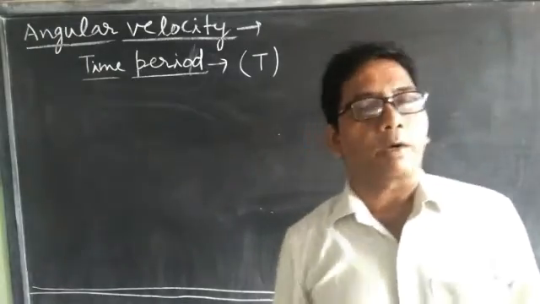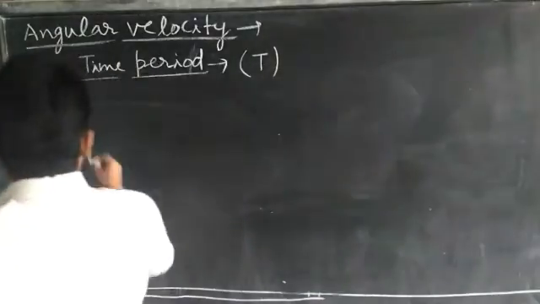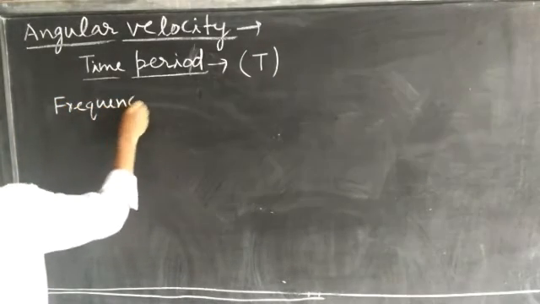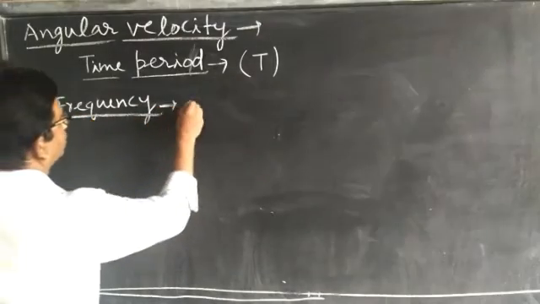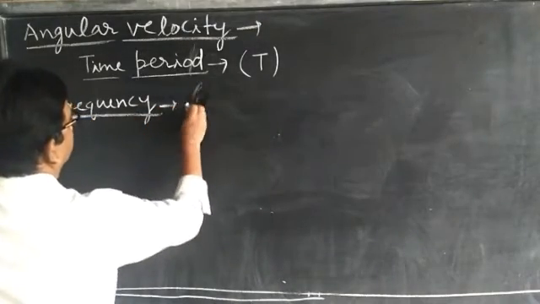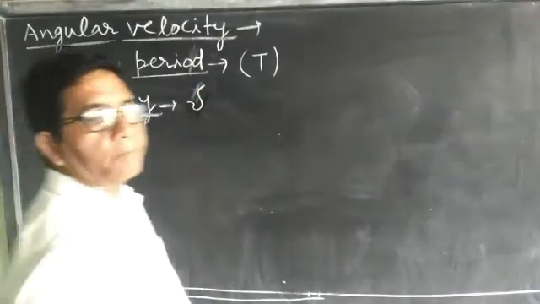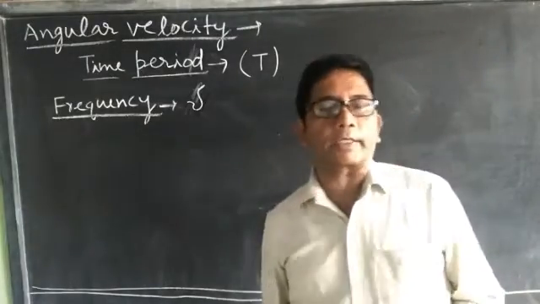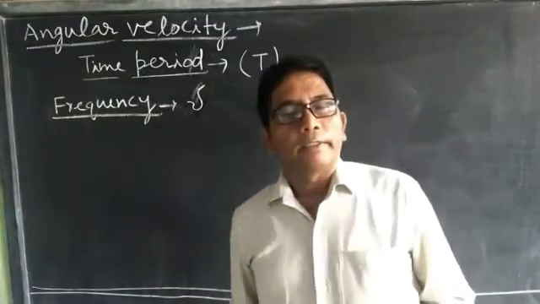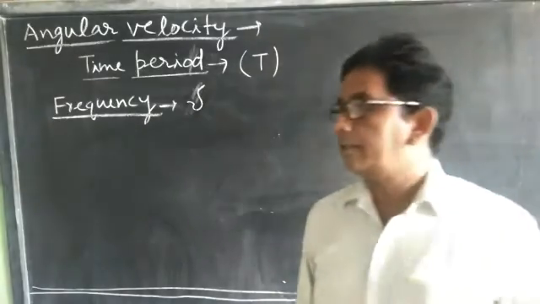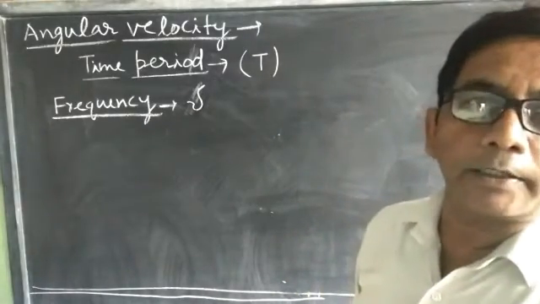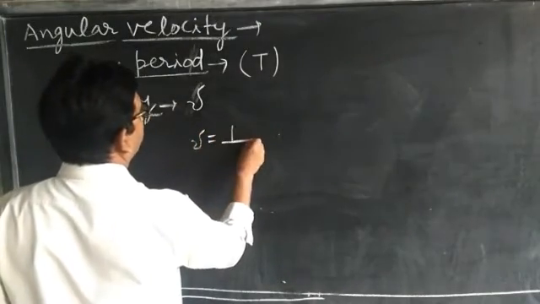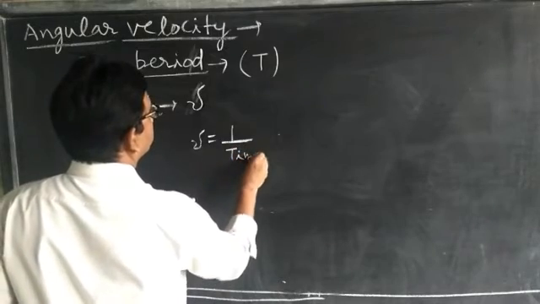Now we will define what is frequency. Frequency is denoted by nu. The number of revolutions per second is called its frequency, and frequency is equal to 1 upon time period. Frequency nu is equal to 1 upon time period.